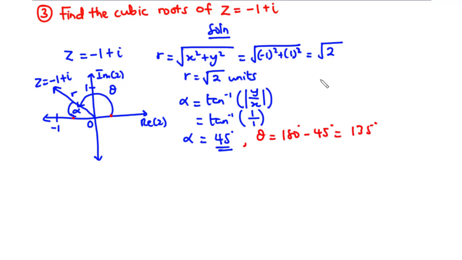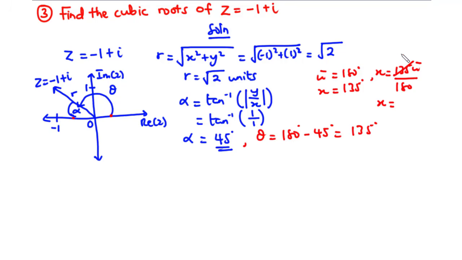Now let's convert this value from degrees to radians. So in radians, pi is equal to 180 degrees. So what is equal to 135 degrees? So basically we have x equals 135 times pi divided by 180.